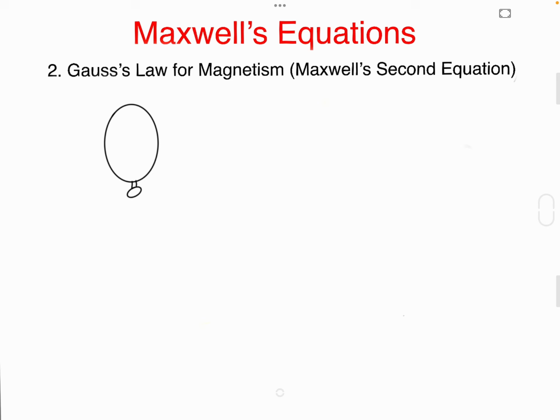Hello everyone. In this video I'll talk about Maxwell's second equation, also known as Gauss's law for magnetism. In my previous video I talked about Gauss's law for electric field, which was Maxwell's first equation. So in this video I'll talk about how magnetic field behaves in the presence of magnetic poles.